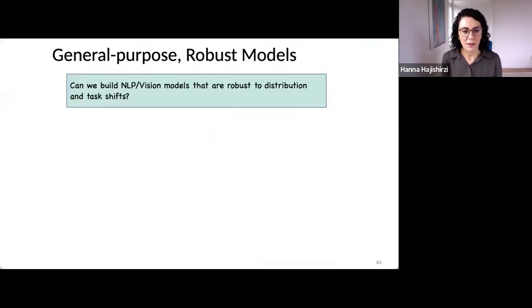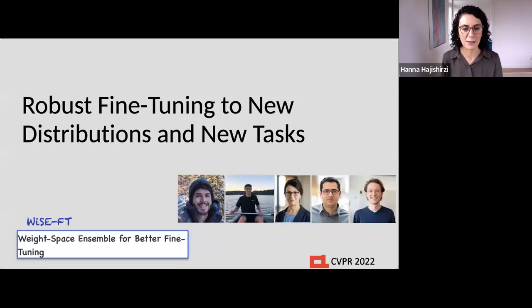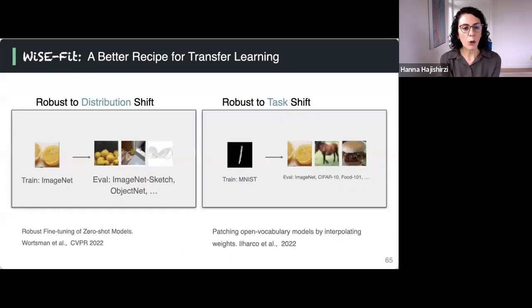Okay, so now let's move on to the last part of my talk about how we learn to do robust fine-tuning and patching in computer vision. In particular, I will introduce our weight space fine-tuning approach. This is the work led by Gabriel, Mitch, and us. Our weight space, or WiSE, fine-tuning approach, we call it a better model for transfer learning. We introduce our weight space ensemble fine-tuning method that is effective in transfer learning. And in particular, we show that it is robust to distribution shift, and it's also robust to task shift.